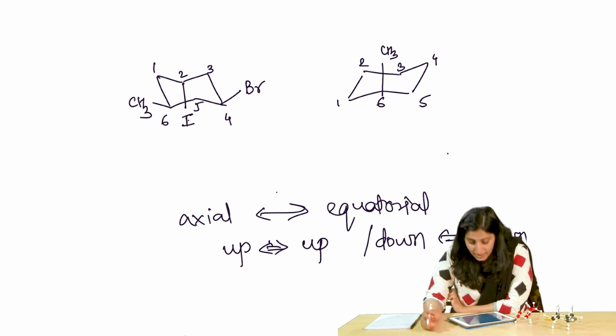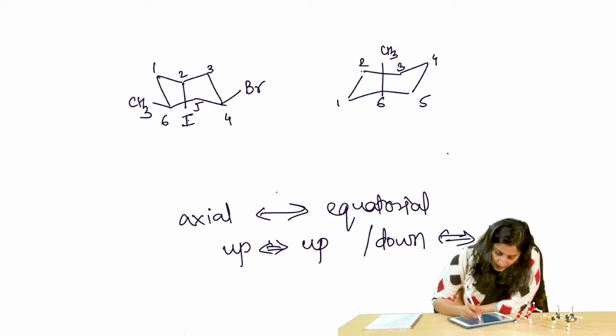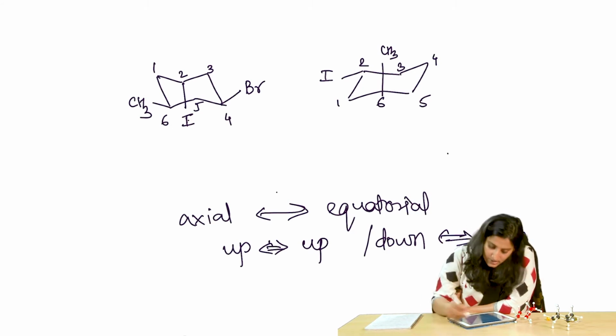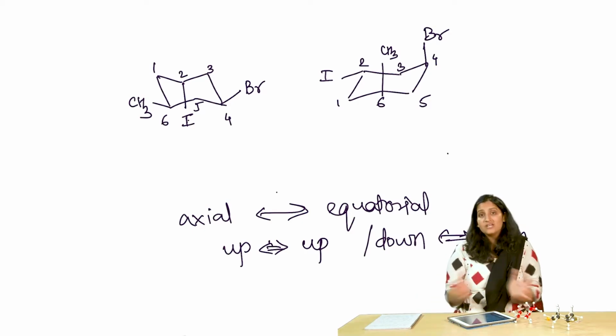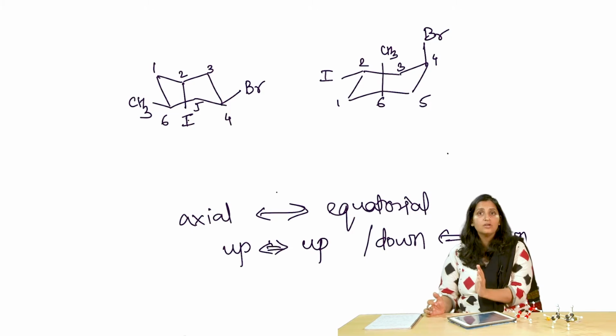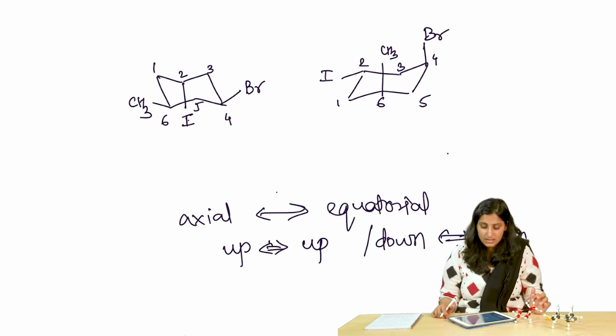On the second carbon, the iodine is going axial down, right. So, on the second carbon here it is going to go equatorial down. Carbon number 4, which is bromine, is going equatorial up. So, in this case it is going to go axial up. So, as you can see, as the chair interconverts, axial interconverts to equatorial and equatorial interconverts to axial, but up still remains up and down still remains down.